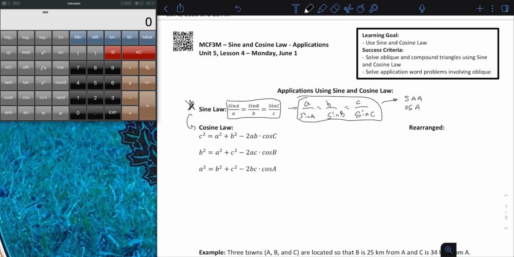Cosine law is a little bit different. It looks more challenging, but really it's just plugging in information. Now, with triangles, you can solve for side lengths and you can solve for angles. The way cosine law is written right now allows you to solve for the side length. If you would like to solve for the angle, you're going to have to rearrange this equation. It's just like a linear equation. You're going to have to rearrange it to solve for cosine A. That's what I'll do here.